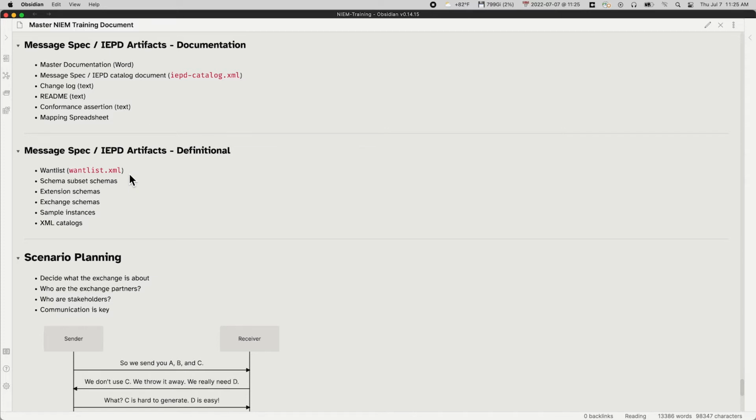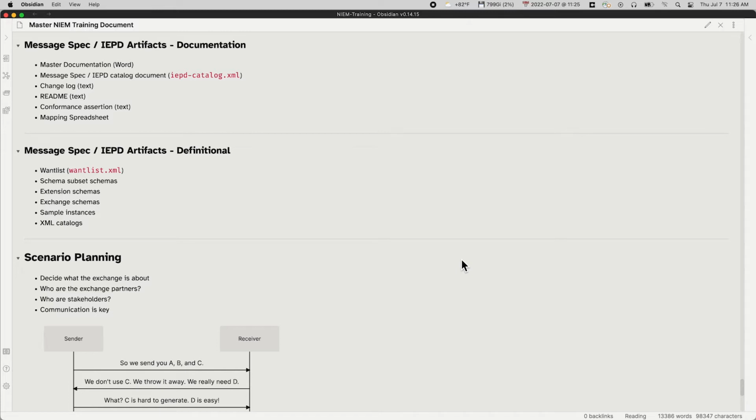And then you've got definitional artifacts. The definitional artifacts actually define the payload document, or at least help define the payload document. You'll see a want list, and we won't cover want lists for a while, but we'll get to them. We'll get to all of these. These are all kind of later topics. But there's a want list that defines what it is you took out of NIEM. There's a number of different schemas involved. There's subsets and extensions and exchanges and sample instances, and we'll learn more about all of these. And there's XML catalogs to help something that's validating your XML put things together in the right order.